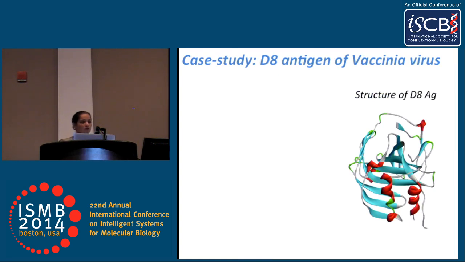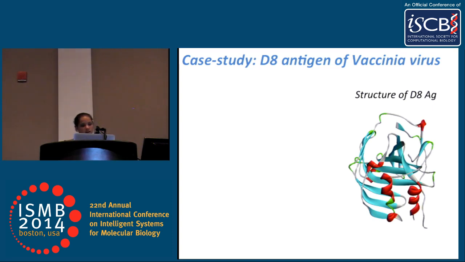So I will show you now a case study for which we applied PEASE. The vaccinia virus is the active component of the smallpox vaccine, which is the first vaccine that completely eradicated a human disease. Although this vaccine was used many years ago, we still don't know what epitopes made this vaccine so efficient.